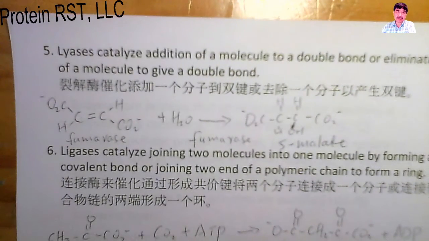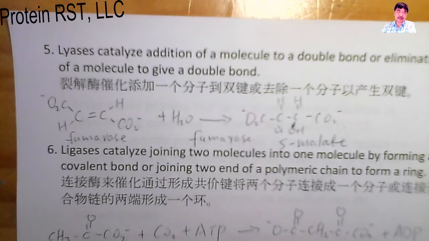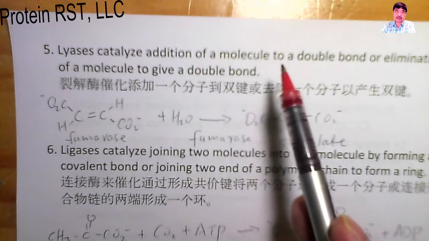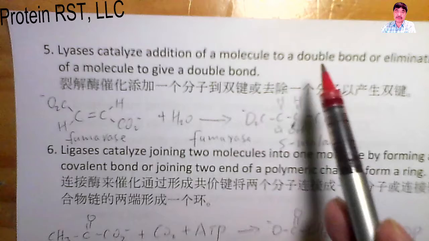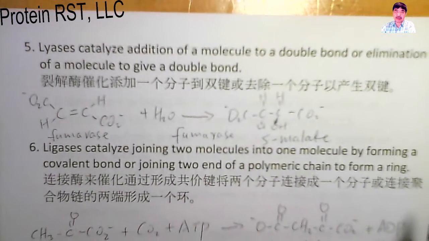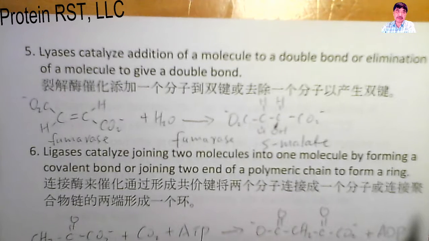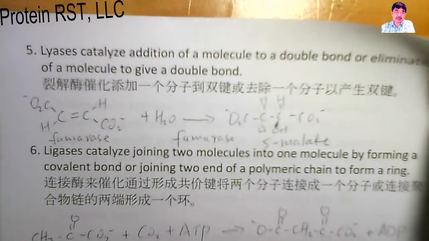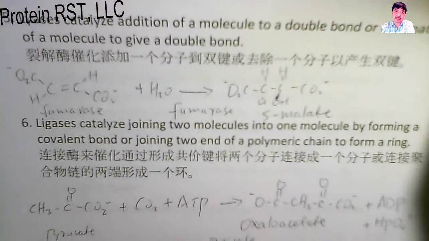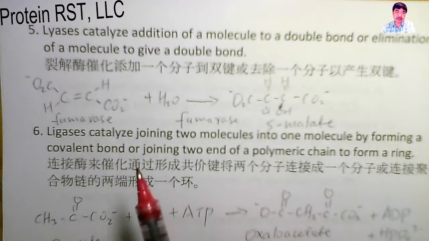Number 5 is called lyases. Lyases catalyze the addition of a molecule to a double bond and or eliminate a molecule to give a double bond. This is the example here.